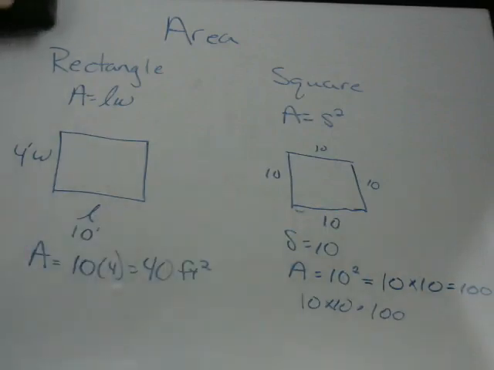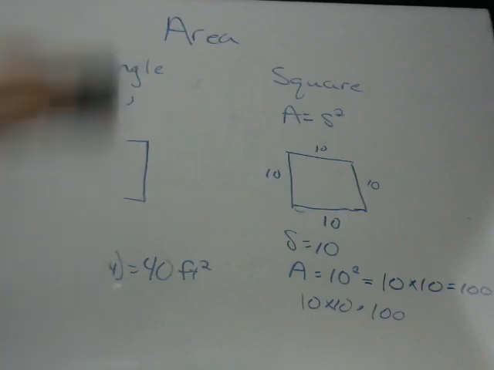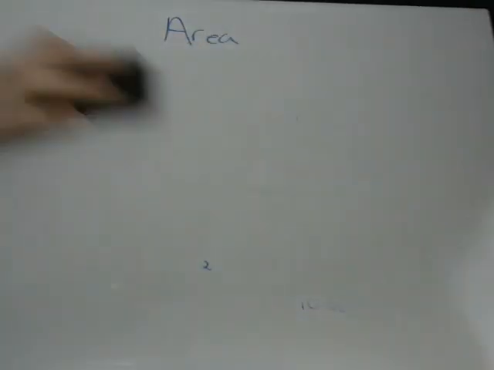So we're going to do a couple of examples because this is fairly straightforward. It's just multiply the two numbers together. But you're probably not going to get a problem on the test that's that straightforward. So we're going to do a couple of examples.